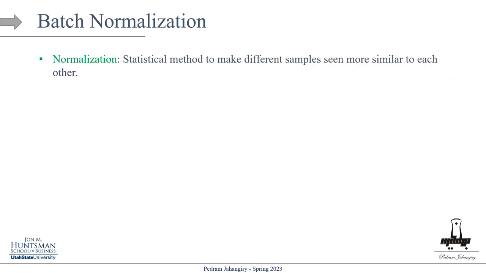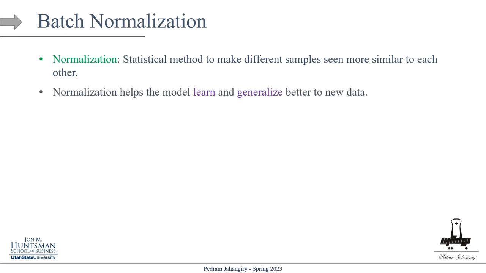Okay, second method, batch normalization. I think we're all familiar with the concept of normalization. We know that it's a statistical method to just make sure that our data set, the input, is in the same scale, right? You want to make sure that different samples are seen more similar to each other by your machine learning or deep learning model, right? And we also know that normalization in general is going to help the model to learn and generalize better in the new data.